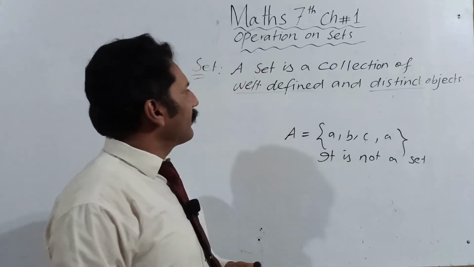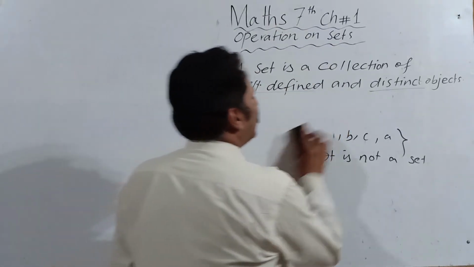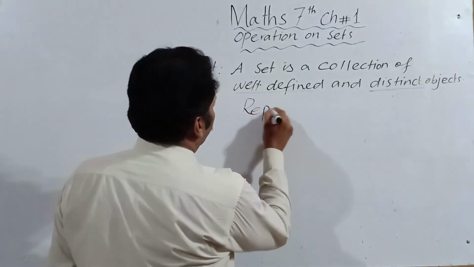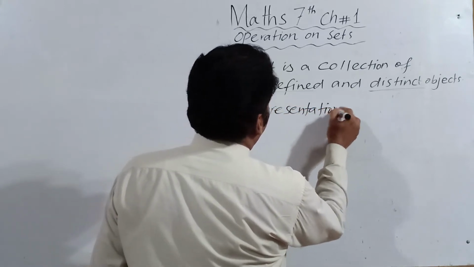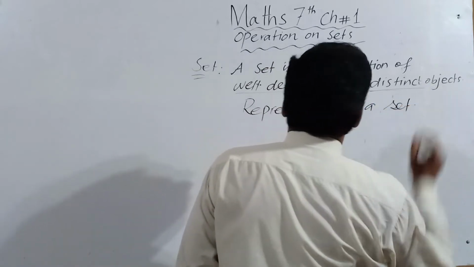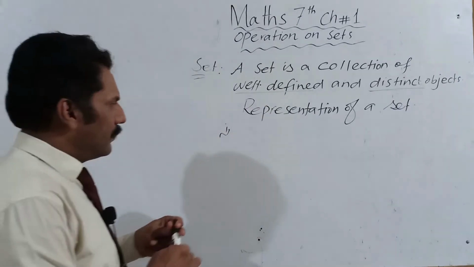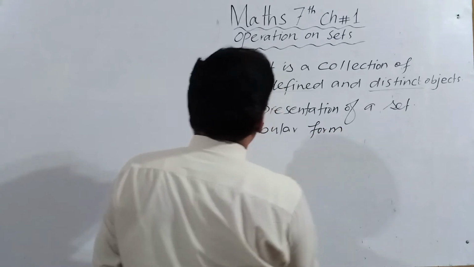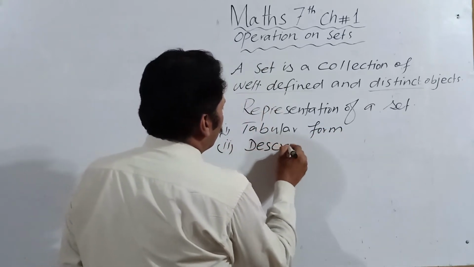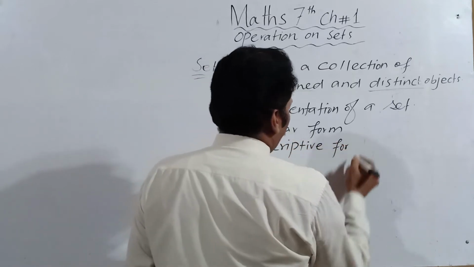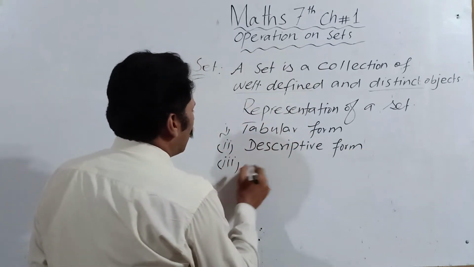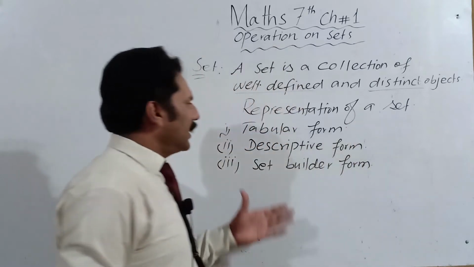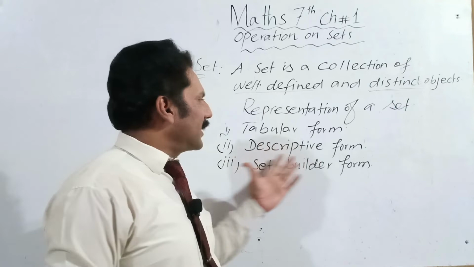Let's talk about how a set is represented. A set can be represented in 3 ways. The first way is tabular form. Number 2, descriptive form. And number 3 is set builder form. A set can be written in these 3 forms: tabular form, descriptive form and set builder form.